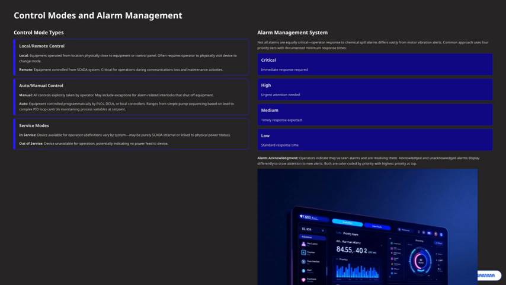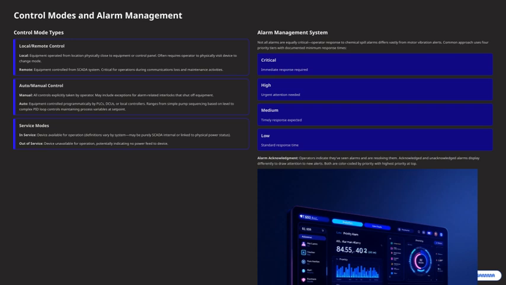Moving on to the alarm management system status. If a device is out of service, it means it's unavailable for operation, which could indicate a power issue or other technical problems. Conversely, when a device is in service, it's available for operation, though the exact definition can vary depending on the system. Sometimes it's just within the SCADA system, other times linked to physical power.